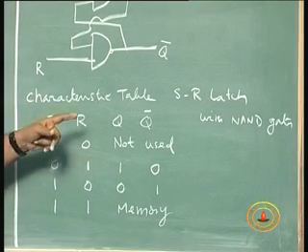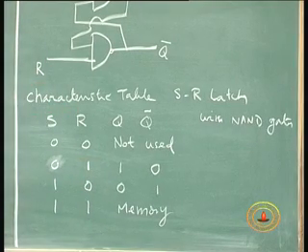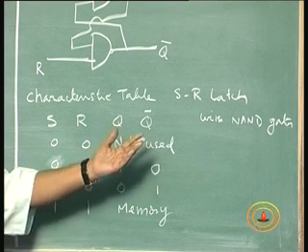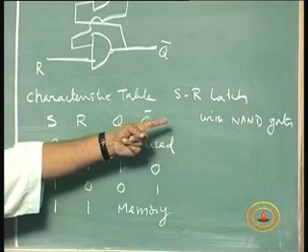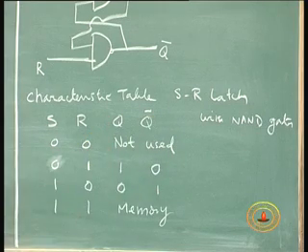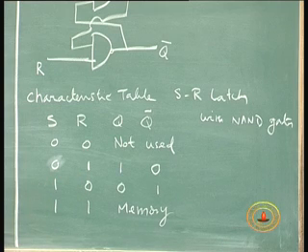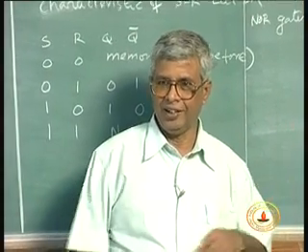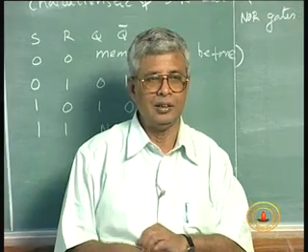Because it is opposite, some people call this S bar R bar latch. As long as you understand the functioning of the table, the functioning of this circuit, it is good enough to know that it is a NAND operation using NAND gates, and this is with NOR gates. So, I call it SR latch with NAND gates, SR latch with NOR gates, but some books may call it S bar R bar latch, it does not matter. If you want to use that nomenclature, it is fine with me, because S does not set it, S bar sets it, R does not reset it, R bar resets it.